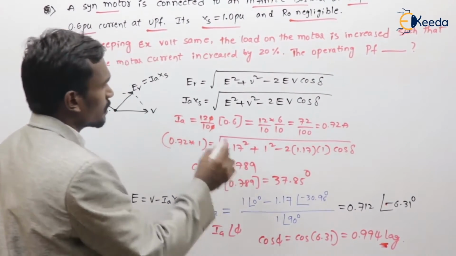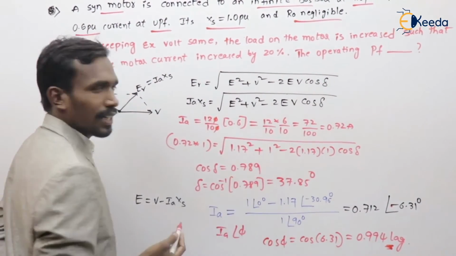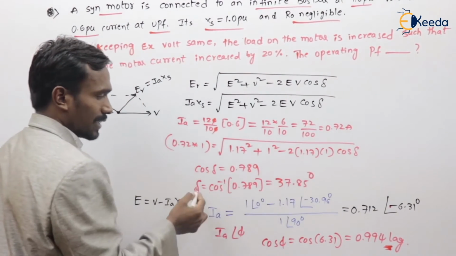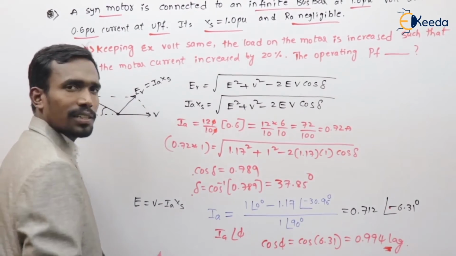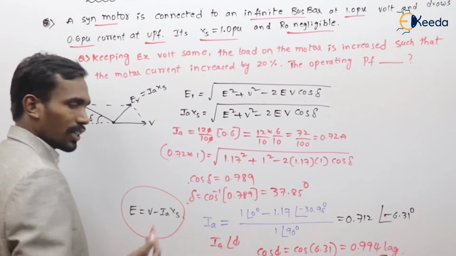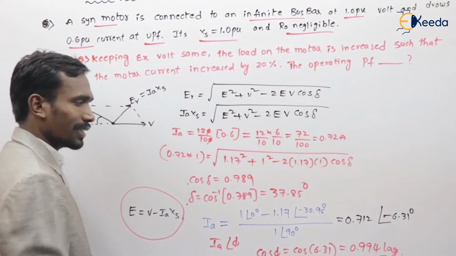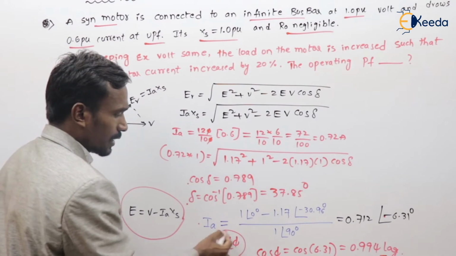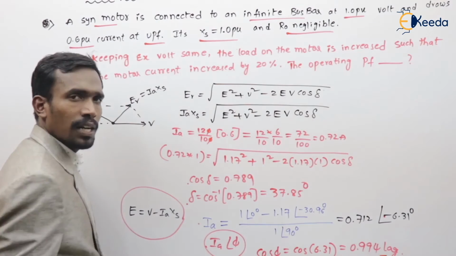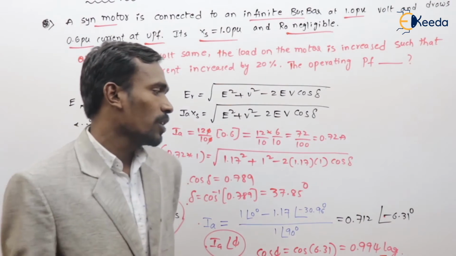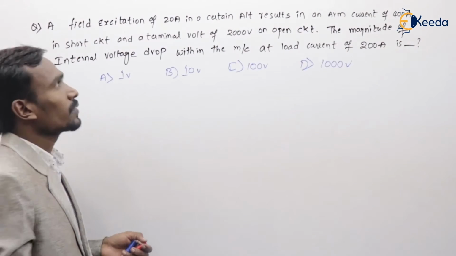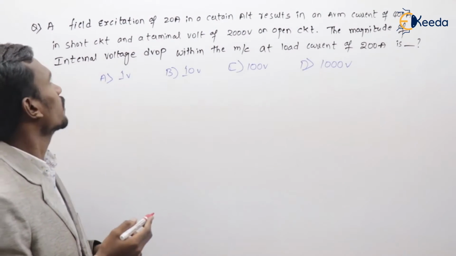First, I found my armature current. I substituted here, and we know the formula. From this, I calculated cos delta, then delta, and then we know E is equal to V minus IA into XS. After calculating IA, I calculated the power factor. Cos phi is equal to 0.994 lagging is your answer.